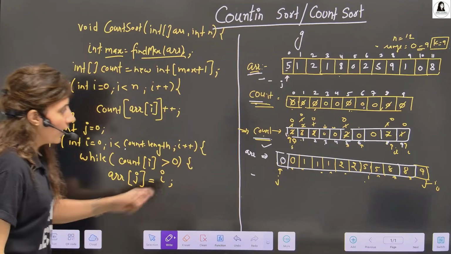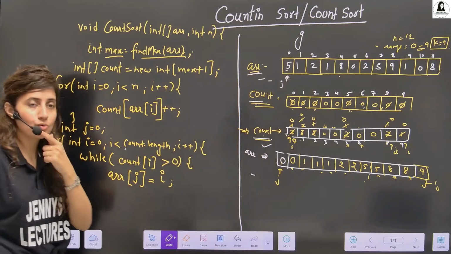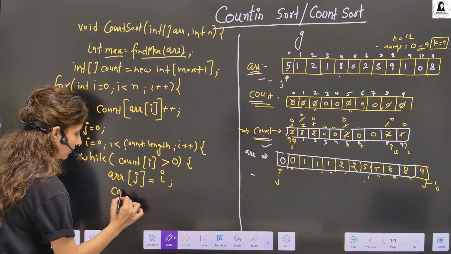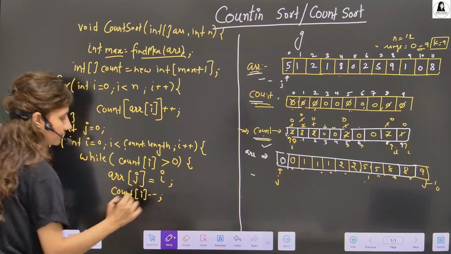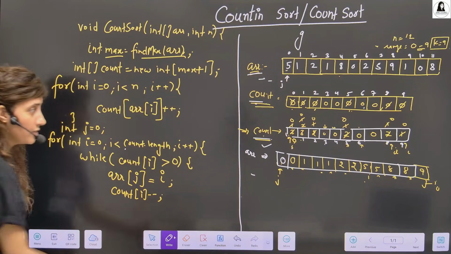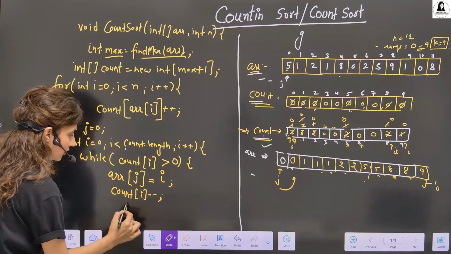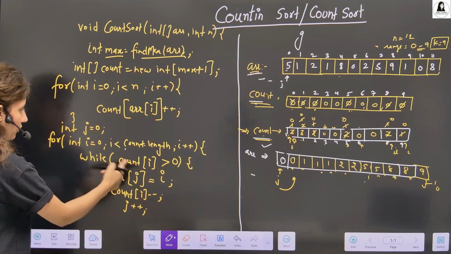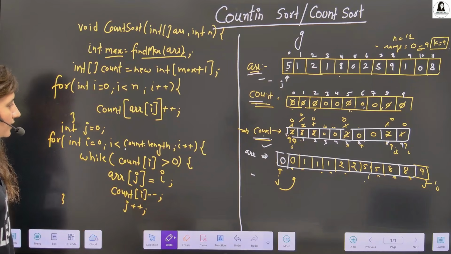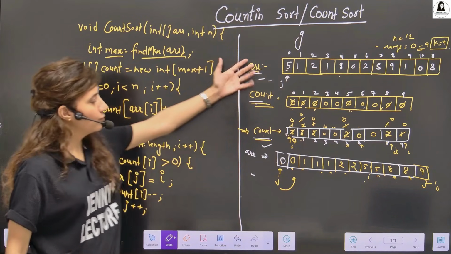Simple. After putting here 0, now we have to decrement this also. So how to decrement this? Simply whatever count of I, just decrement that. Plus you have to increment this j also. So just here increment j plus plus. These 3 steps you are doing within this while loop. That's it. And we are done. This will give you the sorted array.